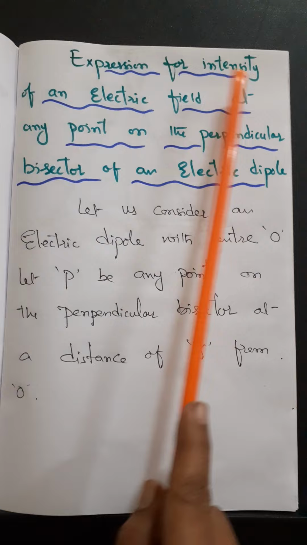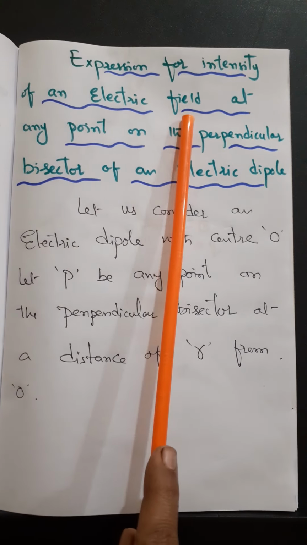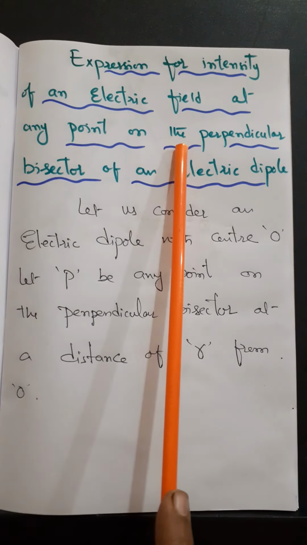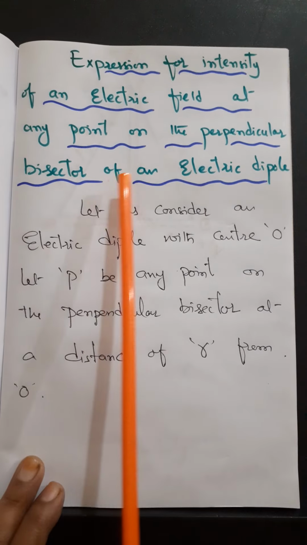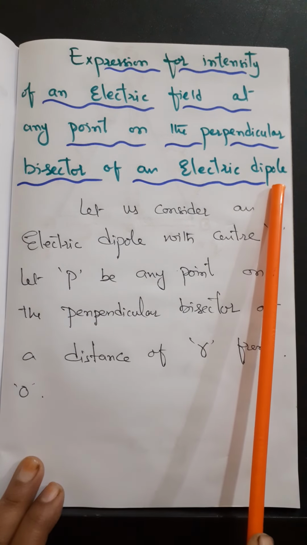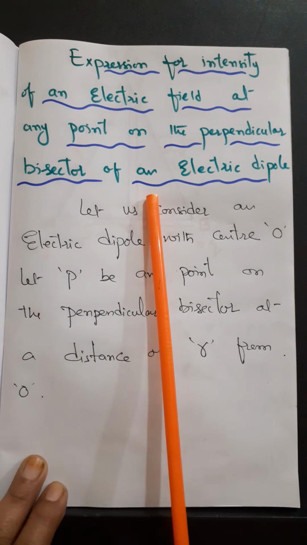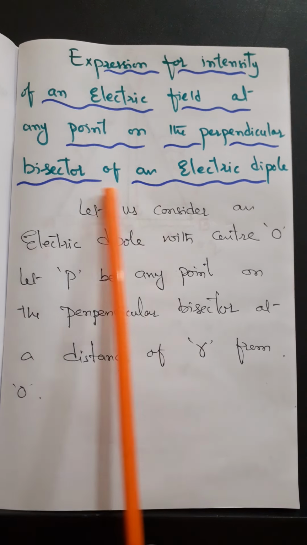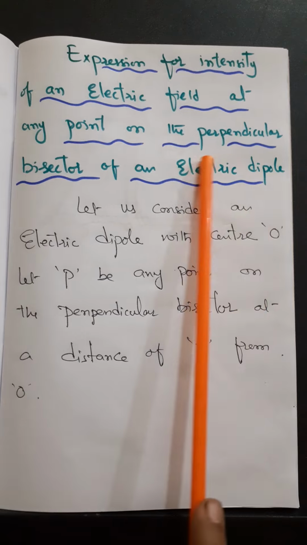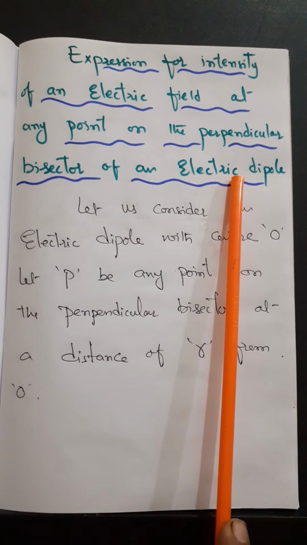Good morning. Today I am going to explain the expression for the intensity of an electric field at any point on the perpendicular bisector of an electric dipole. This is one of the important topics in electrostatics. So first of all, we should know what an electric dipole is and what electric dipole moment is.